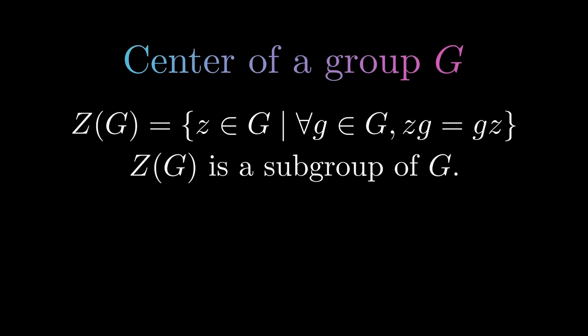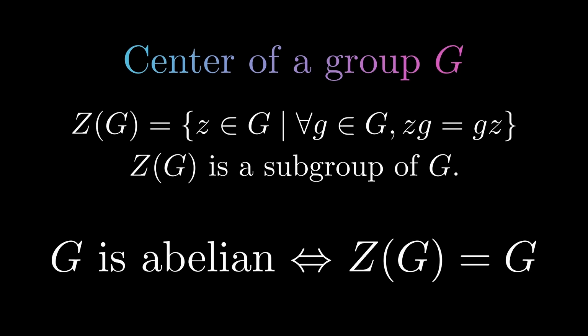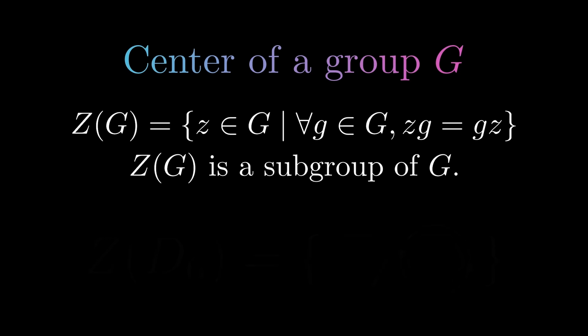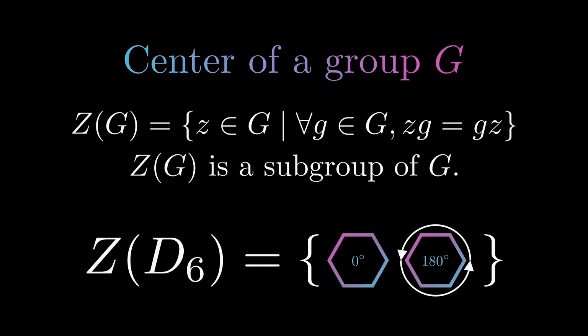An important subgroup is the center of a group. This consists of all the elements that commute with every element in the group. A group is abelian if and only if its center is the entire group. For example, the center of the dihedral group D6 consists of just the identity element and the 180-degree rotation.